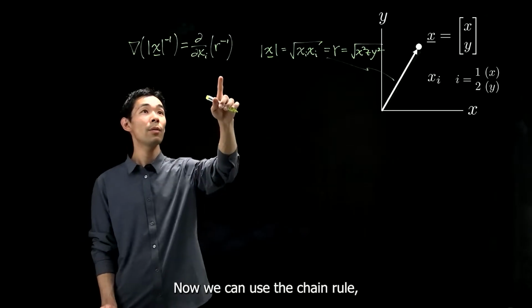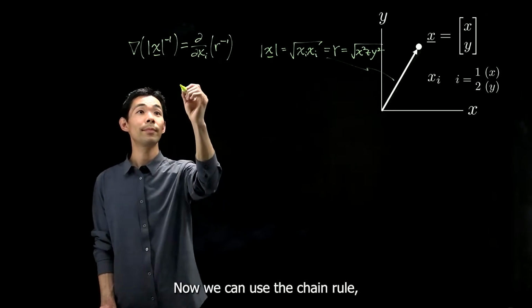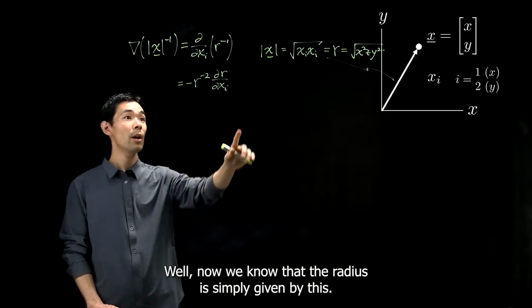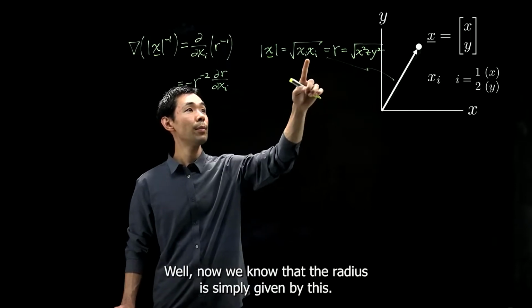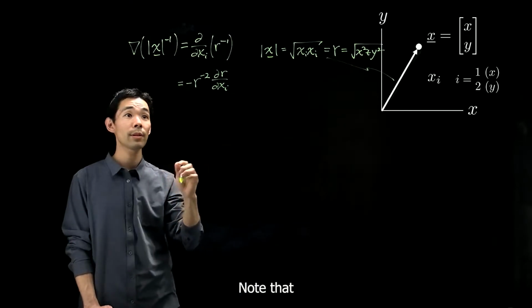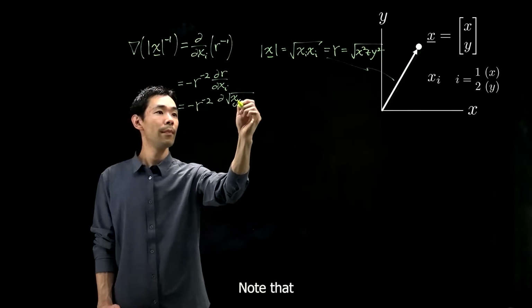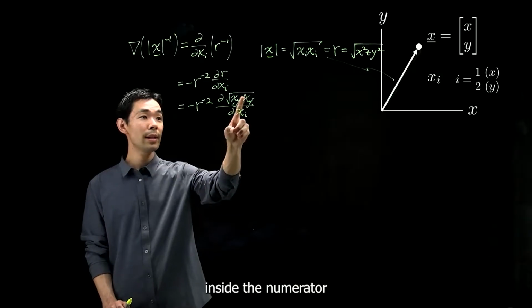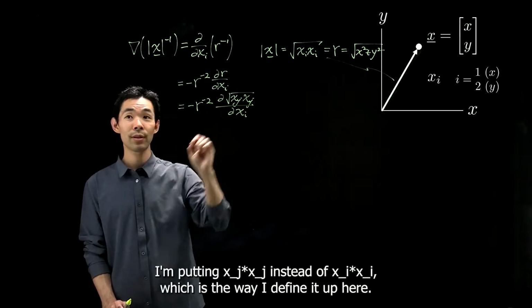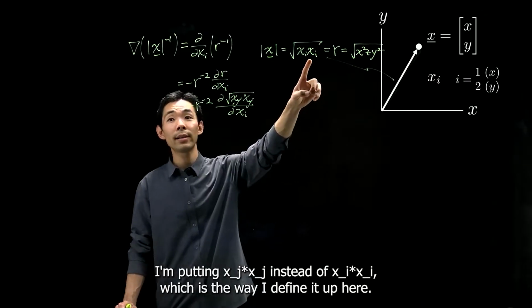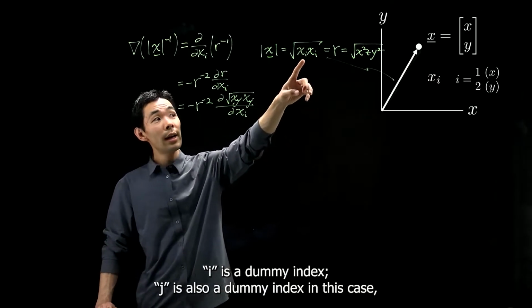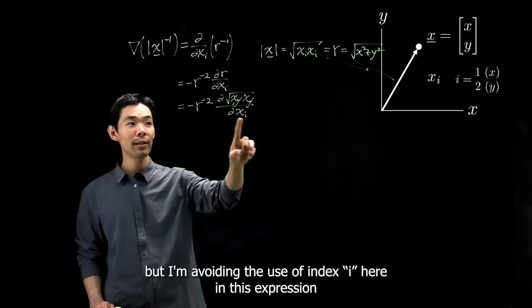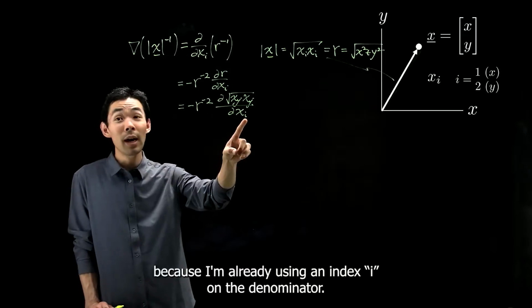Good. So now we can use the chain rule. That looks just like this. Well, now we know that the radius r is simply given by this in Einstein notation. Let's write that in. Okay, so note that inside the numerator, I'm putting xj instead of xi, which is the way I defined it up here. i is a dummy index. j is also a dummy index in this case. But I'm avoiding the use of i here in this expression because I'm already using an i on the denominator.